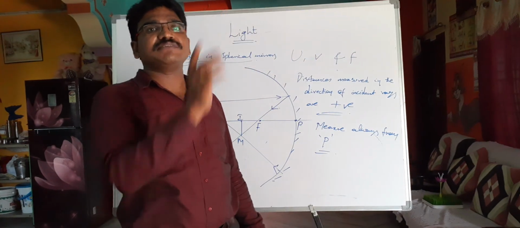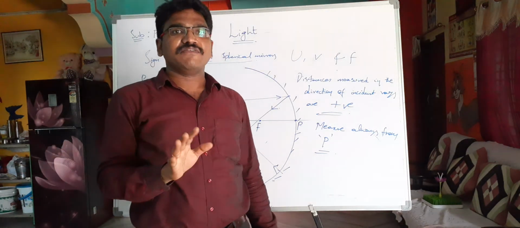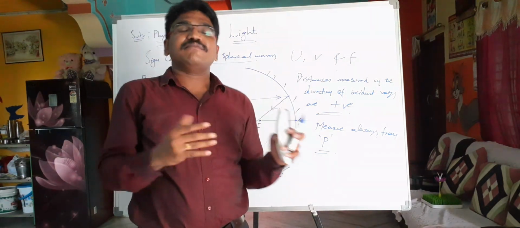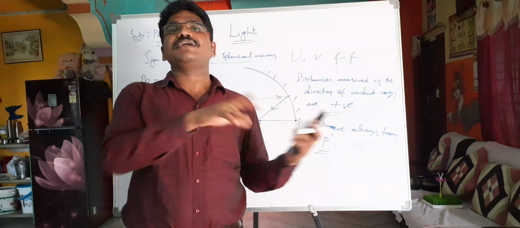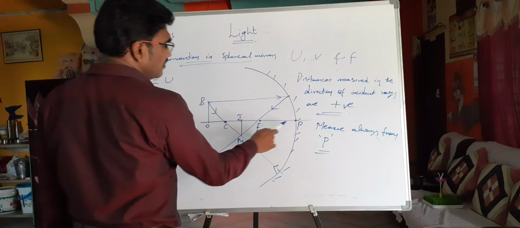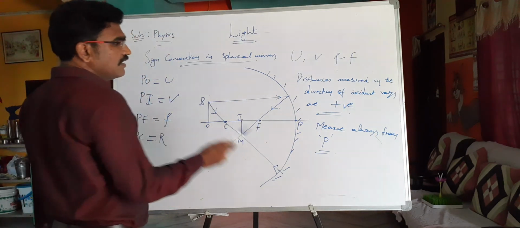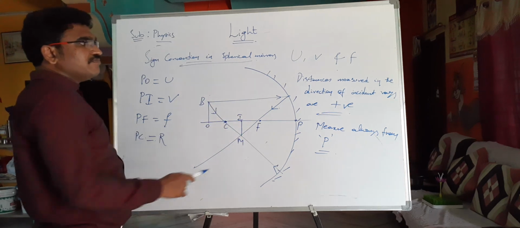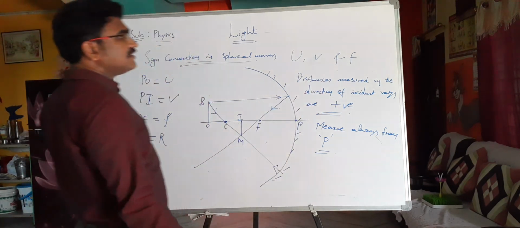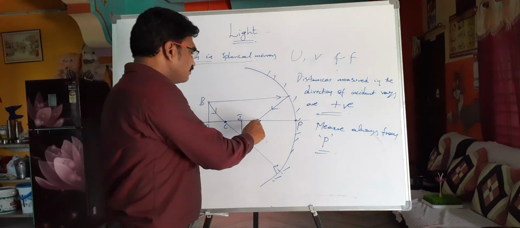Hyderabad to Chennai means I am starting from Hyderabad and coming to Chennai. This is very important: length may be the same, but directions will vary. Chennai to Hyderabad and Hyderabad to Chennai. In the same way, you start measuring from P. If I say PC or CP, you may say the length is the same. But what you have to do is start measuring from P, and distances measured in the direction of incident rays are positive. This is what you should understand now.